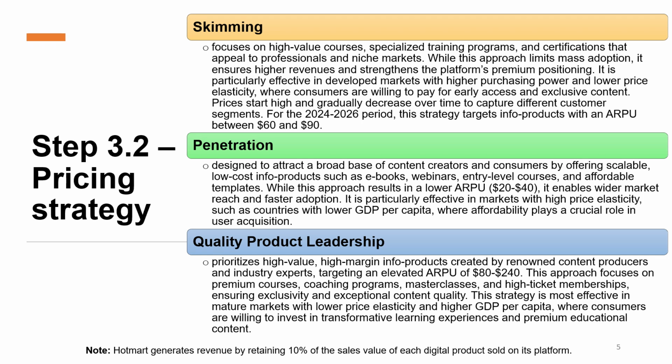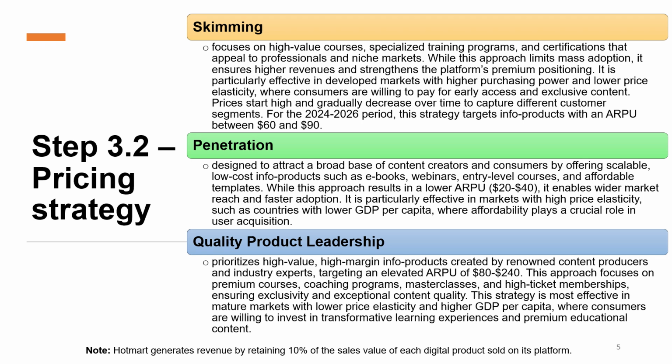This prioritizes high-value, high-margin info products created by renowned content producers and industry experts. You are now targeting premium courses, coaching programs, master classes, and high-ticket memberships. This can be effective in mature markets with high GDP per capita and lower price sensitivity, where customers seek transformative learning experiences. If you use this approach, you may expect that the average revenue per user will vary between $80 and $240.